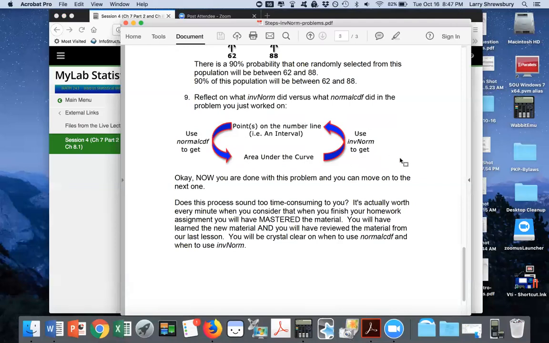You take the area under the curve, use inverse norm, get back to the interval, and on and on it goes. But that way you can see the relationship between them, and you won't have to be asking anybody the question, hey, when do I use normal CDF? When do I use inverse norm? The answer is, what were you given? What were you asked to find? So that's the first thing you want to get down and comfortable with before moving on to chapter 8.1.